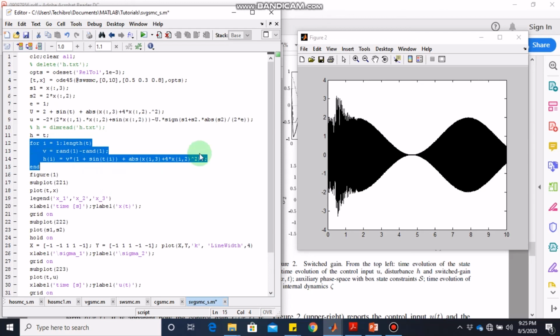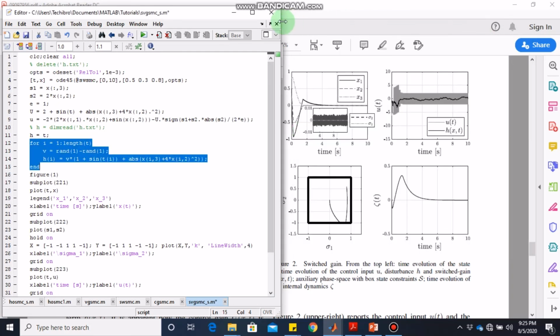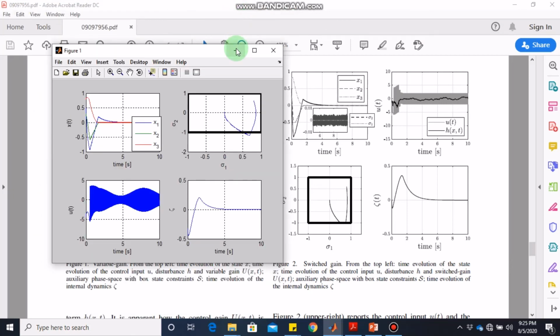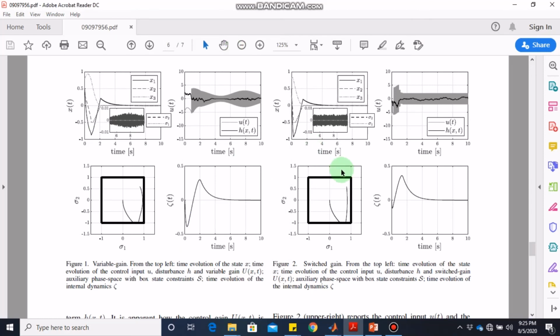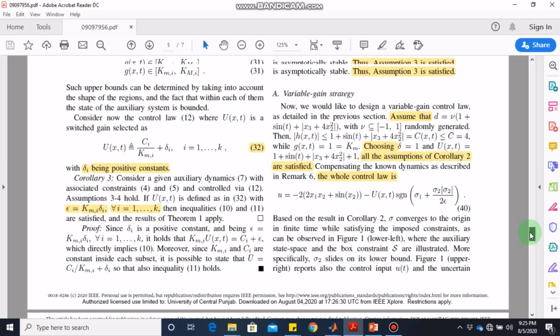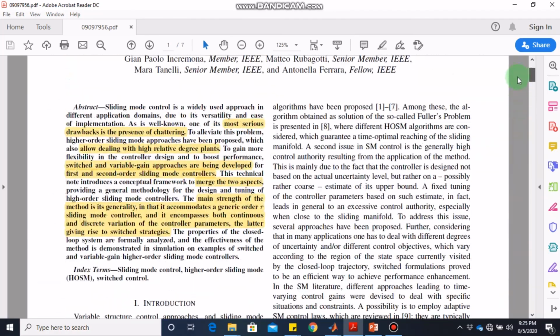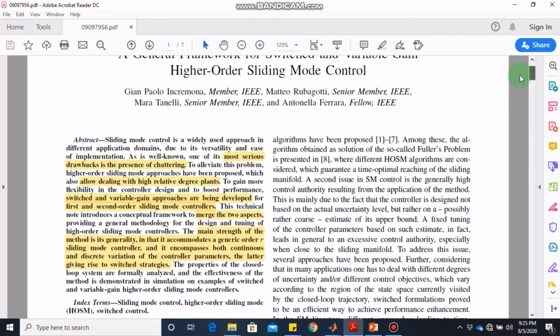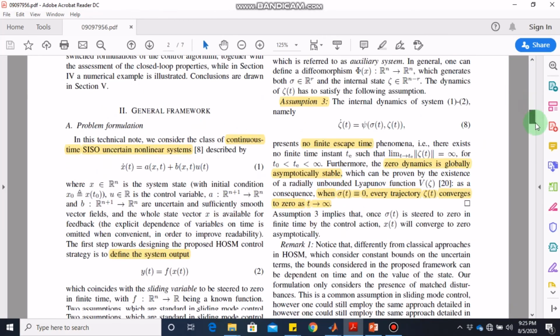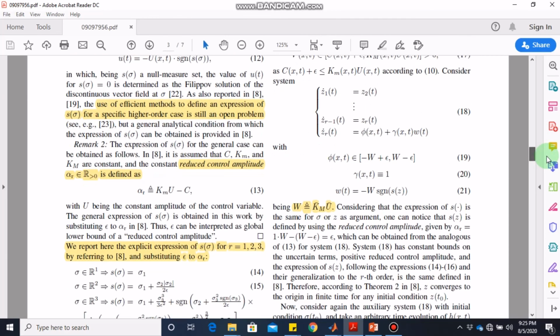So that's it for today's lecture. Today we have discussed the Matlab code for variable, switched and constant gain sliding mode, higher order sliding mode control. To be precise, it was a second order sliding mode control, and we have also discussed the main results of this paper. I hope that you were able to grasp some of the things that I have talked about. Do get hold of this research paper. It's a very good paper, and try to recreate the results using this video, and let me know if you have any problems or questions.